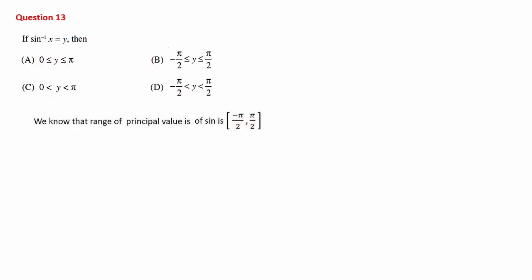It is quite clear, it is in the B part. B is minus pi by 2 less than or equal to y less than or equal to pi by 2, meaning the closed interval minus pi by 2 to pi by 2. So our answer is B. B is the correct answer.